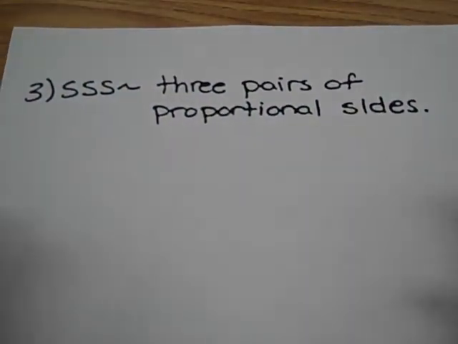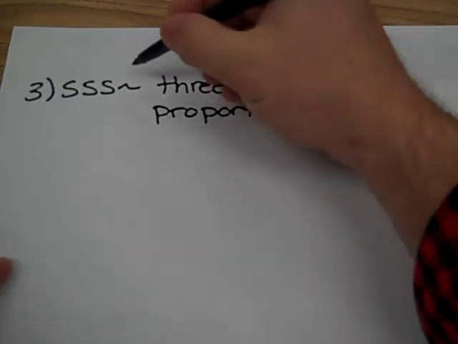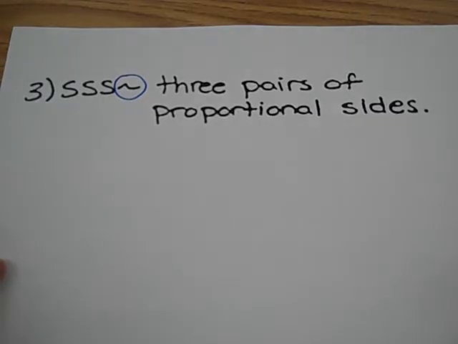The third one is side, side, side. Again, we had side, side, side for congruence, but we also have side, side, side for similarity. That means that we have all three pairs of corresponding sides in proportion. So if I write a fraction for all three pairs of corresponding sides, all those fractions will simplify to be the same fraction. And then we could say the two triangles are similar.